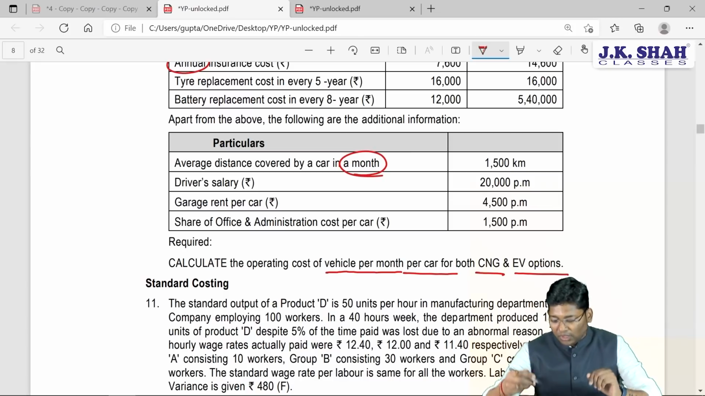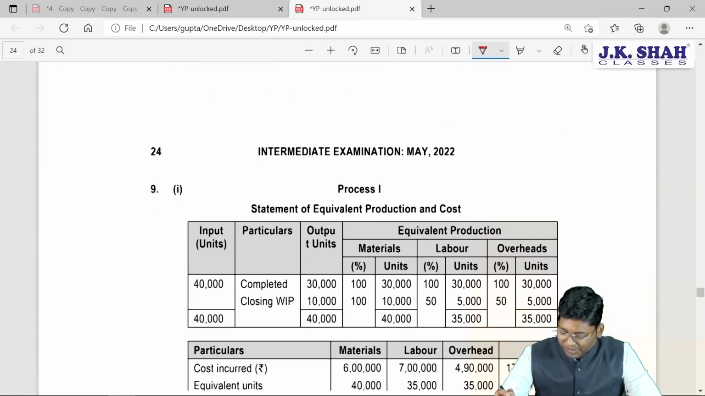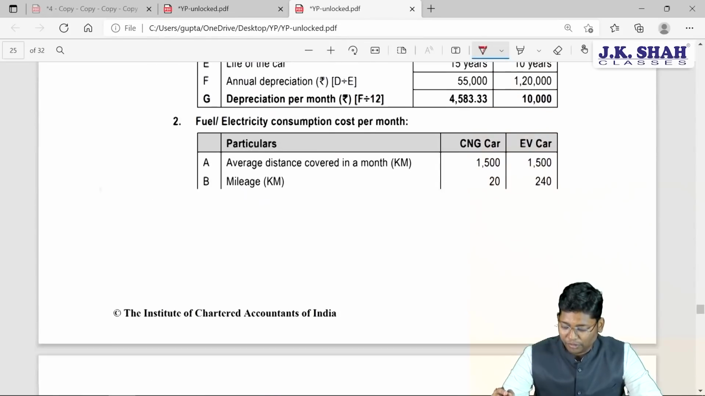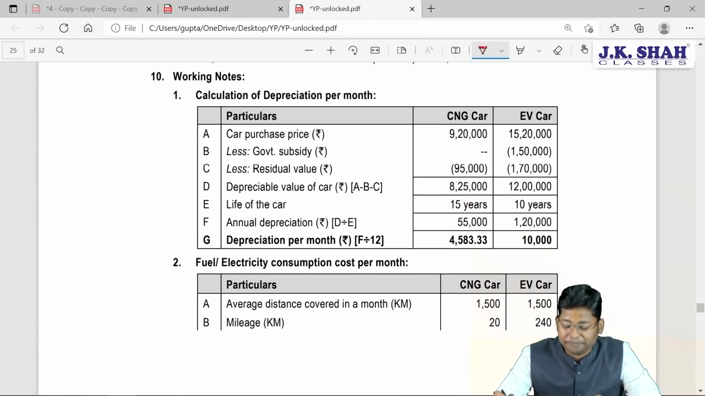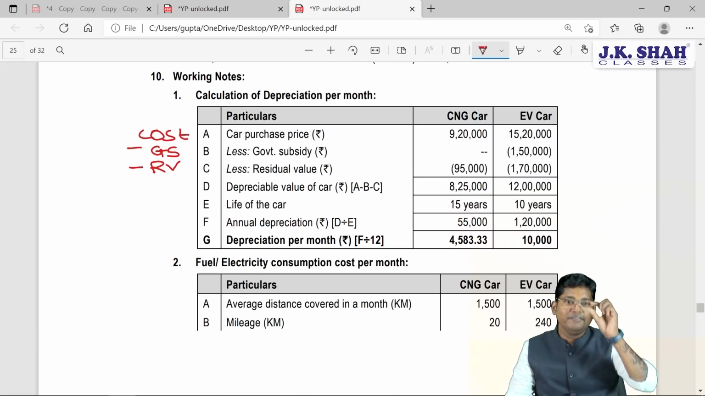So on the basis of the given information, if you check the given answer, they have prepared a few working notes, where the very first working note is prepared for your depreciation calculation. For the purpose of calculating depreciation, first they have recorded the cost of the asset. From that cost, they have deducted first the government subsidy, and then they have deducted scrap value, that is your residual value. This will give you net cost.